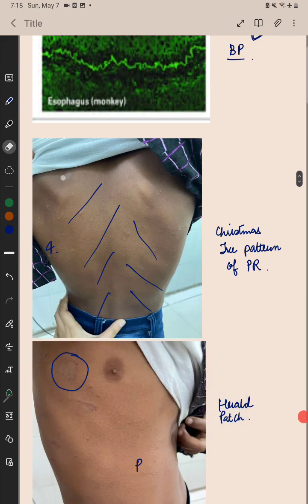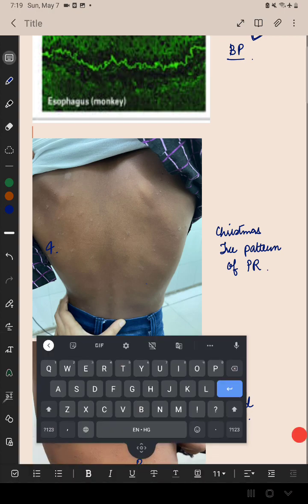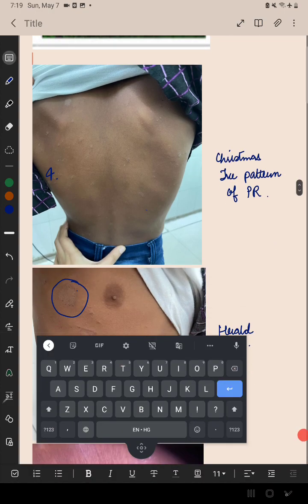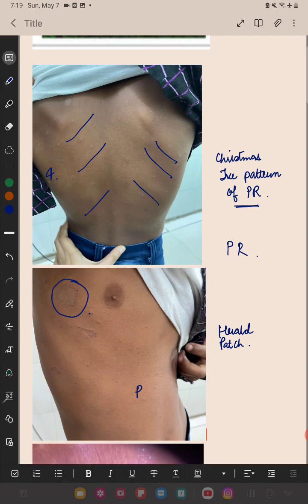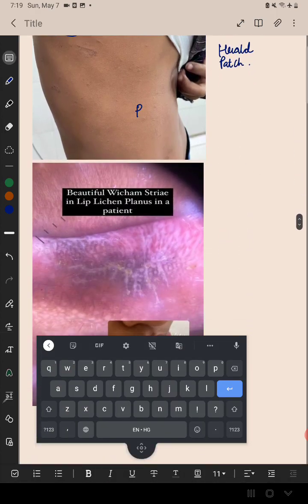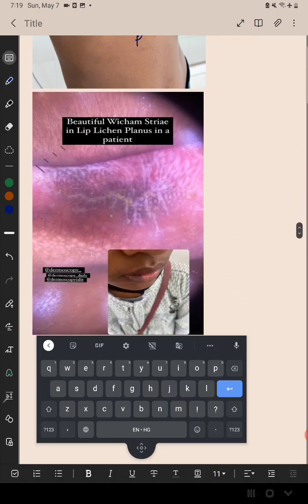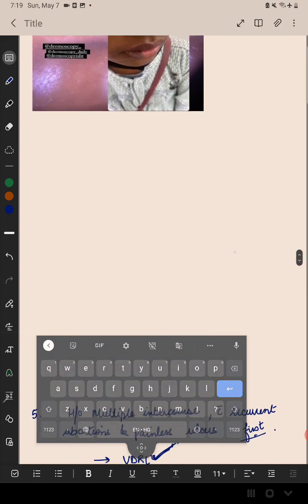Now they had also asked you a question on pityriasis rosea. From what I've heard, they had given you the image of a Herald's patch and they had asked you to match it with the other finding that you might see in the same disease. Since it's a Herald patch, in P. rosea you see a Christmas tree pattern. Isn't it like a Christmas tree pattern? Then another option was Wickham striae of lichen planus. So this is what you'll see in lichen planus.